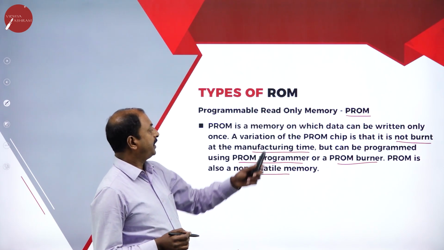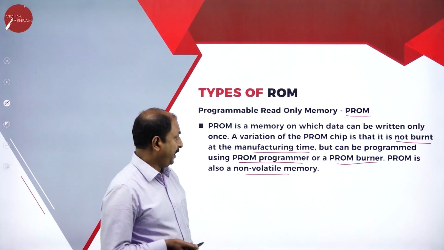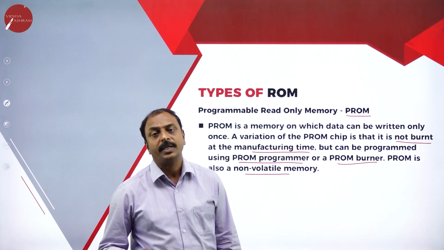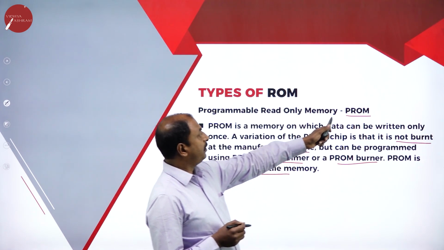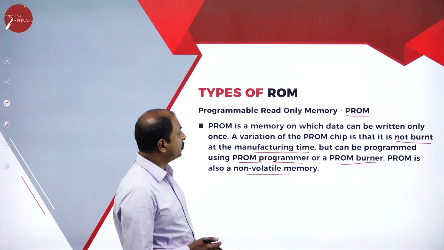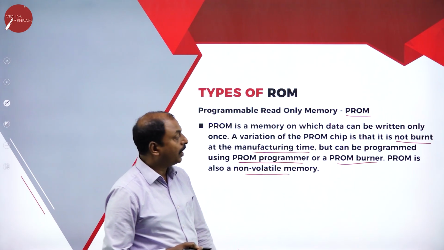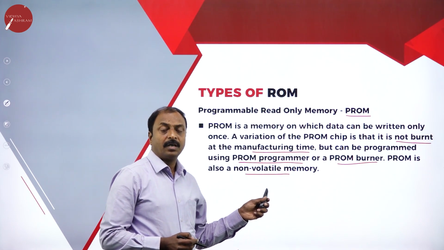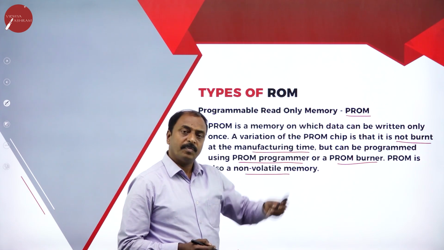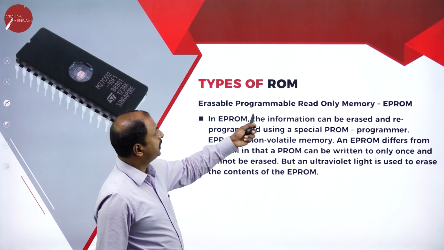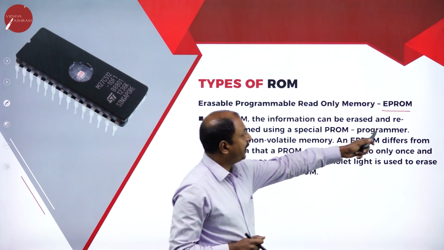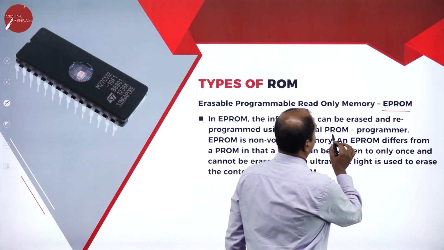The first point is that ROM is a non-volatile memory, meaning the data is stored permanently. As we have seen in ROM in the previous slide, the data is burnt or stored at the time of manufacturing. But in this variation, in PROM, data is not written at the time of manufacturing itself. The data is written using a PROM programmer or PROM burner, so data can be stored permanently. So this is one type of ROM, PROM, Programmable Read-Only Memory. The second type of ROM is Erasable Programmable Read-Only Memory, that is EPROM. In this type, the information can be erased and reprogrammed using a special PROM programmer.